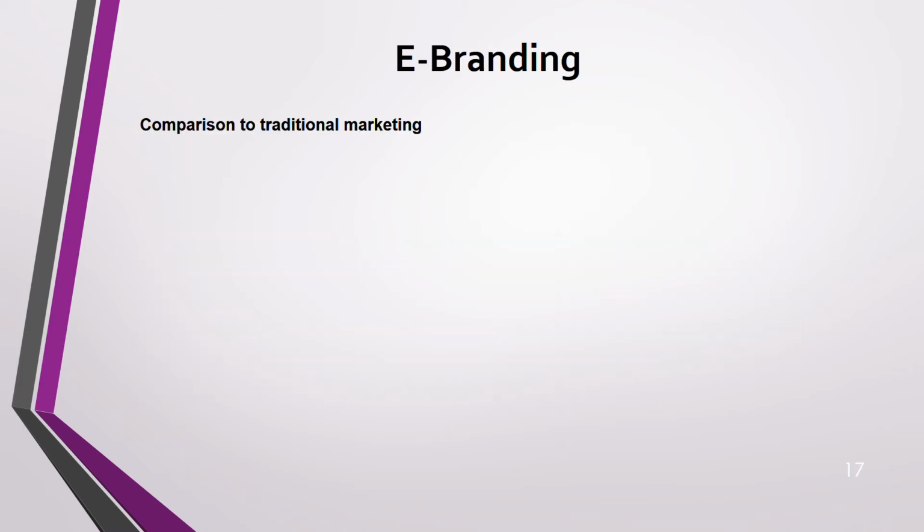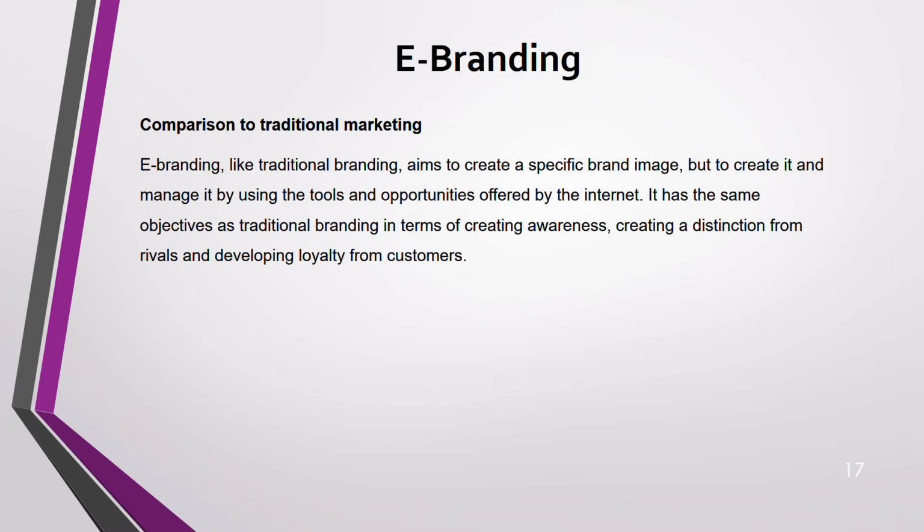Compare this with your traditional marketing. E-branding, even like traditional branding, what is their aim? They want to create a specific brand image, whether traditional or e-brand. But the tools that they use to create and manage it are now offered by the internet. That is the difference. Otherwise, the objective is the same. What is the objective? Why do you do your branding? So that you can create awareness, create a distinction from your rivals, and develop loyal customers. That's why you do branding.